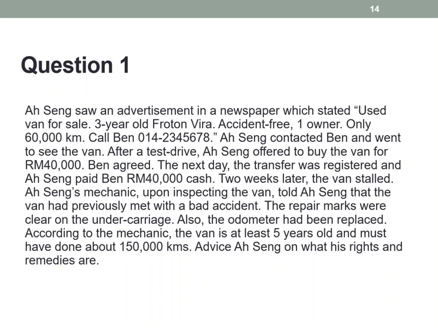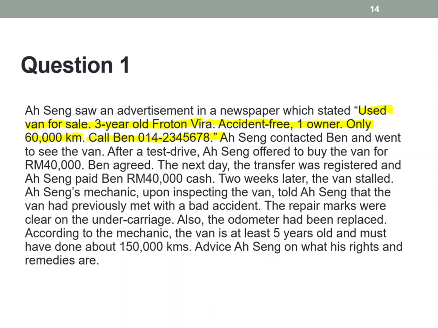Now, Aseng saw an advertisement in the newspaper which stated: used van for sale, 3-year-old Photon Vera, accident free, one owner, only 60,000 kilometers done. Call Ben at 014-234-5678. Aseng contacted Ben and went to see the van. After a test drive, Aseng offered to buy the van for 40,000. Ben agreed. The next day the transfer was registered and Aseng paid Ben 40,000 cash.